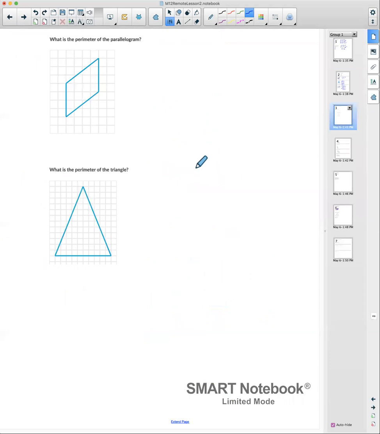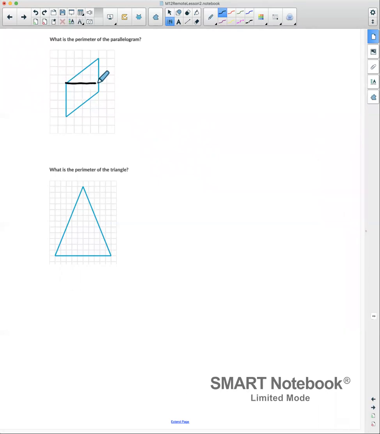All right, next question. What is the perimeter of the parallelogram? Okay, so notice how in this parallelogram you have two diagonals here. So one thing we can do is split it up. Let's split up with this. Okay, so now what we made is two triangles and a rectangle.